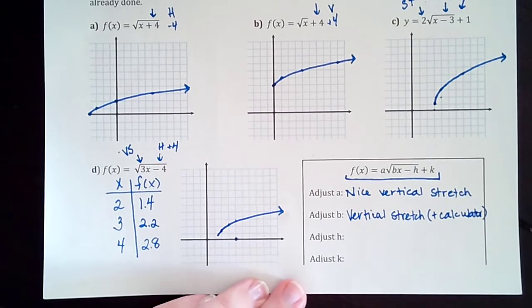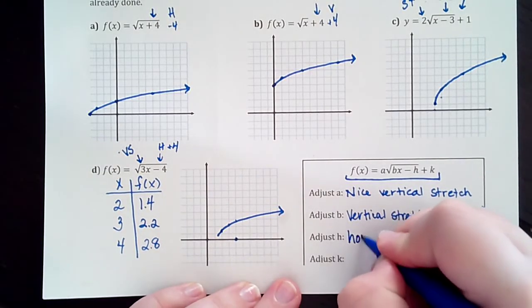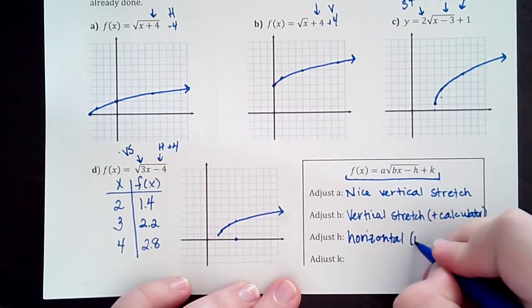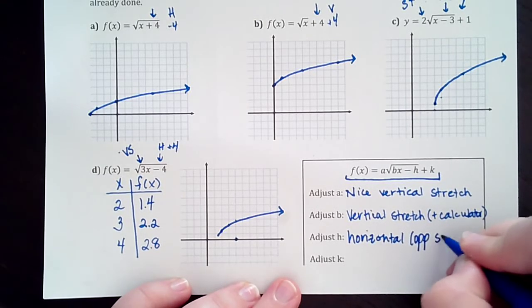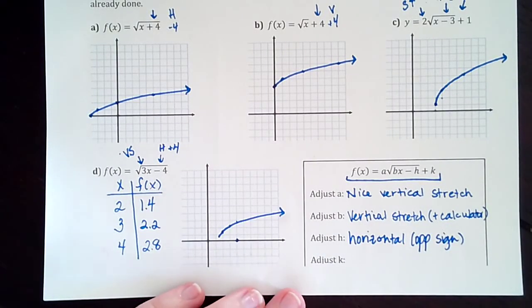And then the adjustments to H and K we just talked about. An adjustment to H is a horizontal shift. And remember, it is opposite sign. So if there's a negative, we make it positive. If there's a positive, we make it negative.